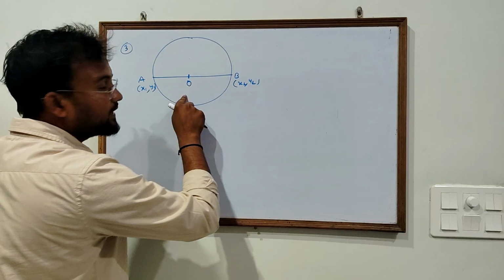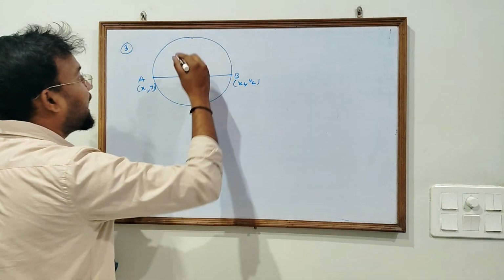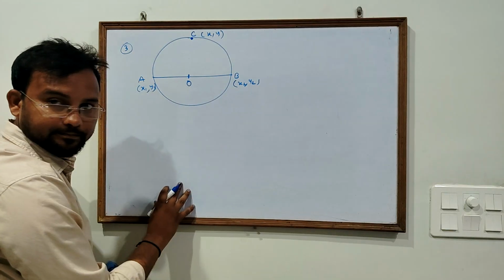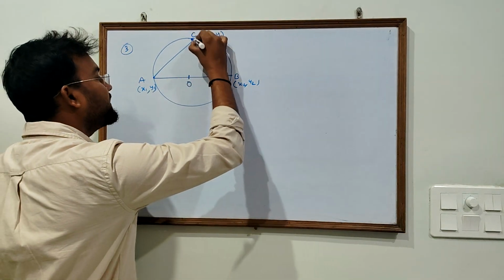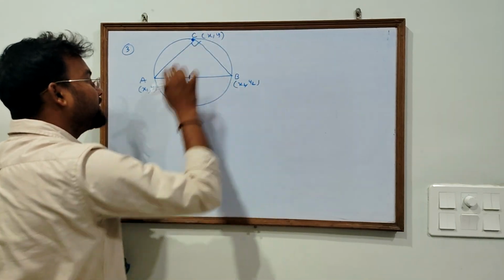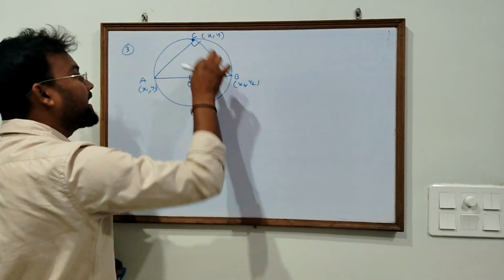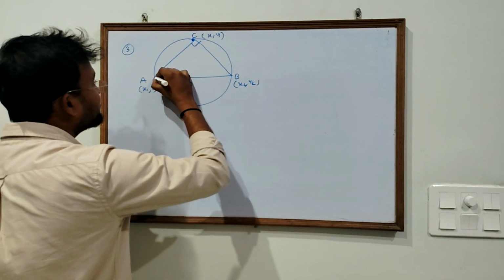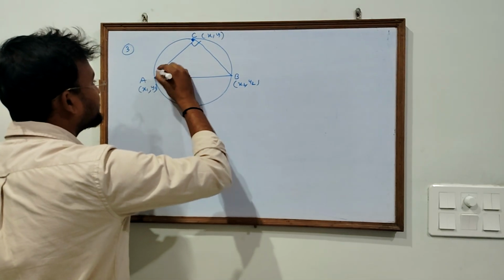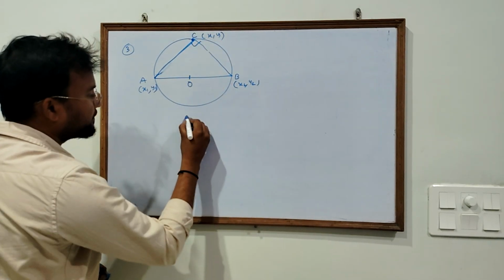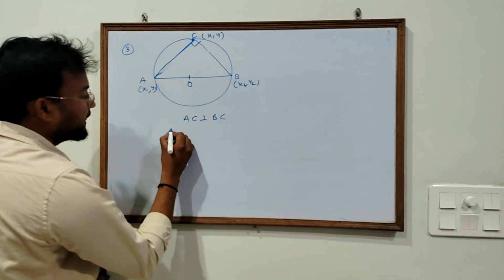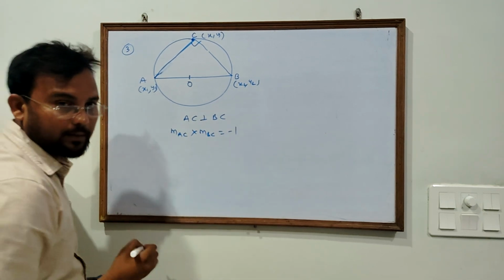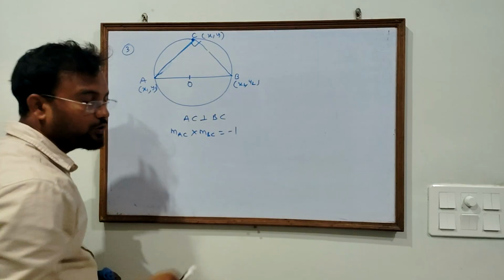Otherwise, if you go with point type number 3, I can take any point C on the circle, that is x comma y, and if you join AC and BC, this is the semicircle and this angle should be 90 because the angle in a semicircle is 90. Since these two lines are perpendicular, AC is perpendicular to BC, that means slope of AC into slope of BC is equal to minus 1. M1 into M2 is equal to minus 1.